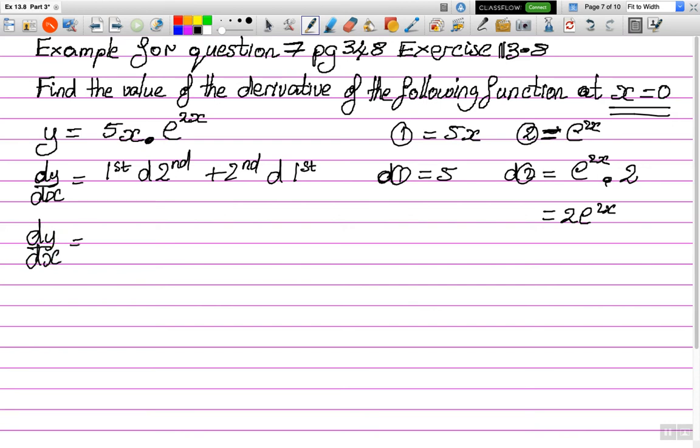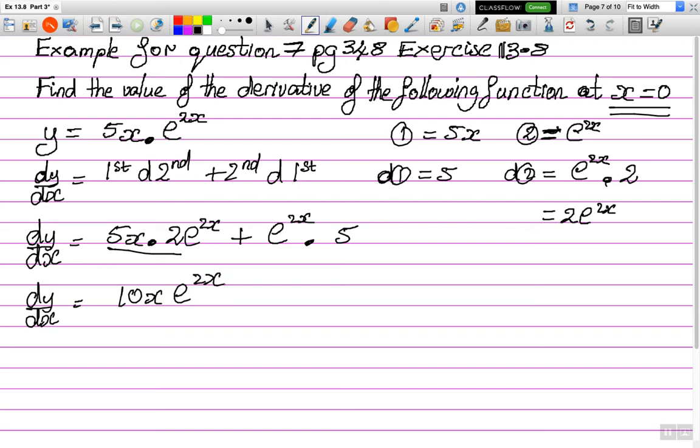Dy dx is the first function. Well, what is the first function? The first function is 5x times the differential of the second function, which is 2e to 2x, plus the second function, which is e to the 2x, times the differential of the first function, which is 5. We might choose to do a tiny bit of tidying up. So 5x times 2 is 10x on e to the 2x, plus 5 on e to the 2x.